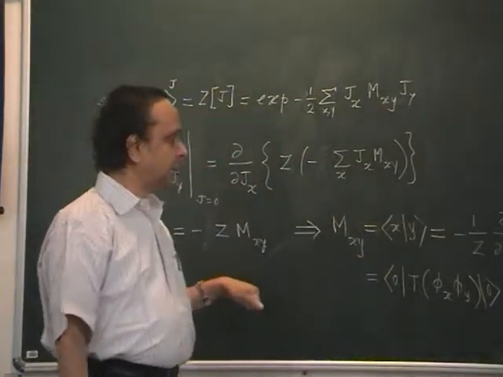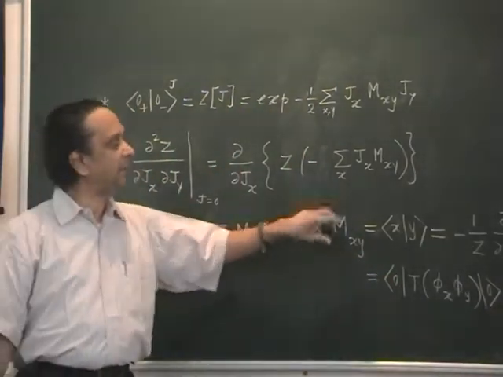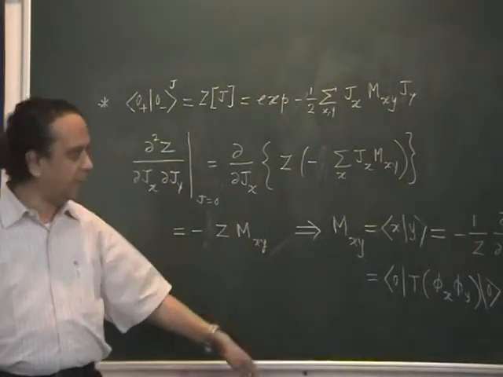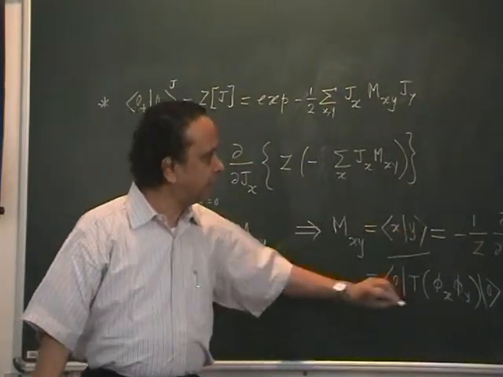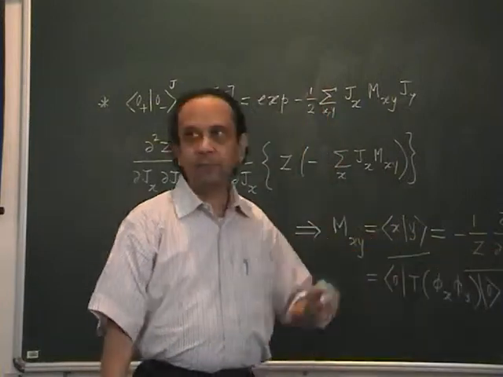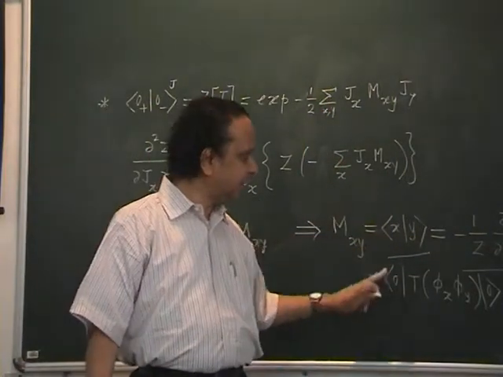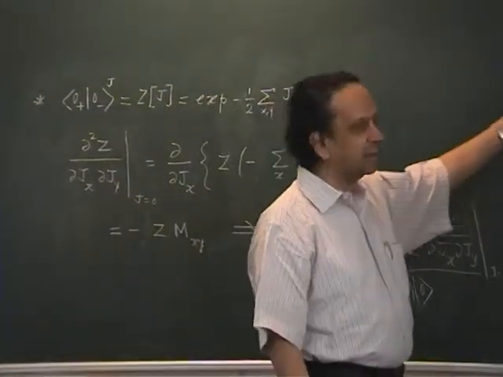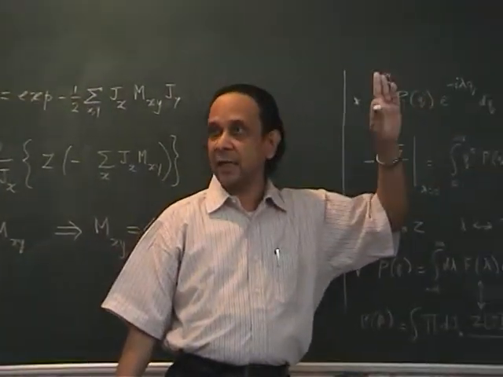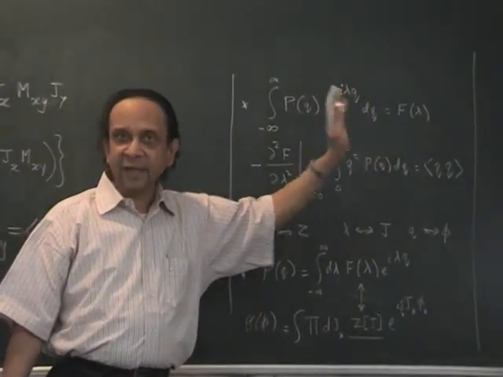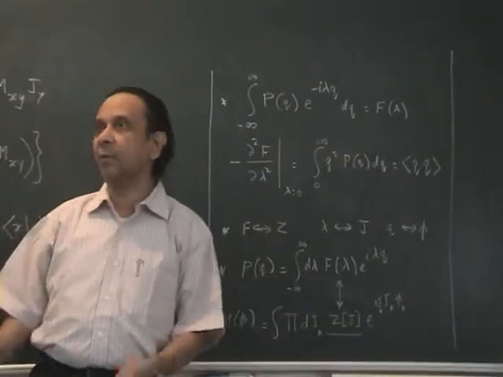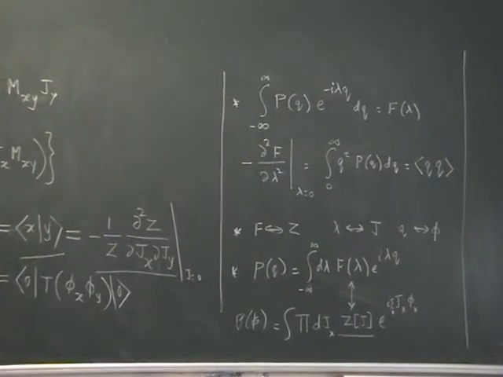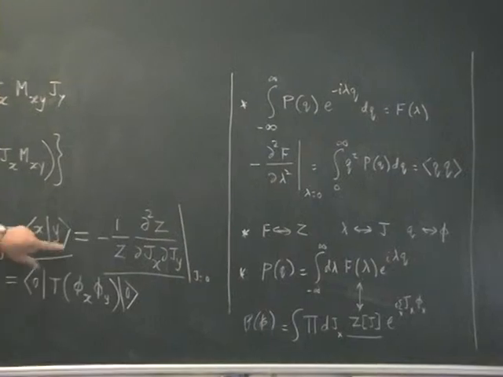Now I want to get the fields from this. That is why I wanted to go back and first get the propagator out of Z of J. That I have done here. I have obtained the propagator from Z of J by this formula. But I know that this propagator is also this quantity. This reminds me that Z of J is maybe like a generating function. And if that is the case, by doing a Fourier transform on J, I will be able to get something which is related to the field. I do not know what it is yet, and this is what we will do next.